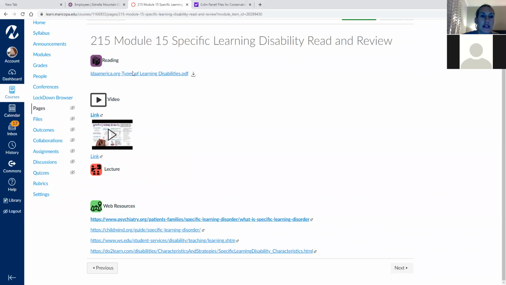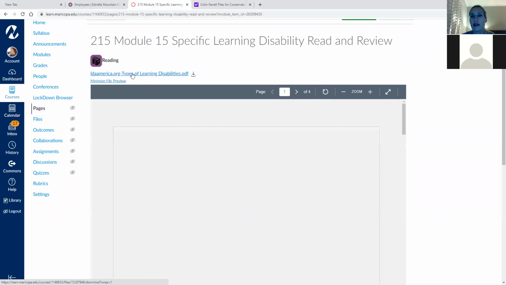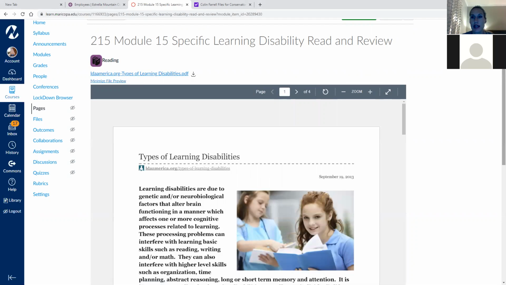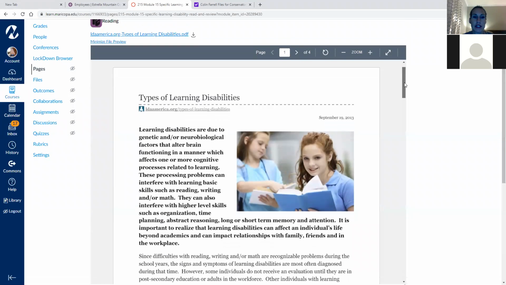Definitely, a lot of people say everybody thinks a reading disability is dyslexia. That's not true. It is a learning disability, but dyslexia is kind of a limited component. There's lots of different types of reading disabilities.